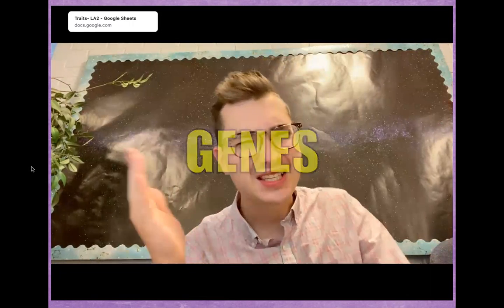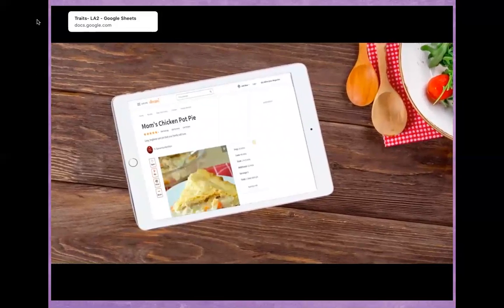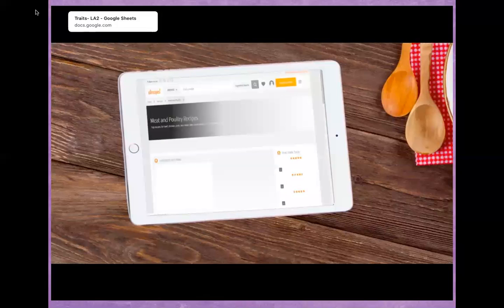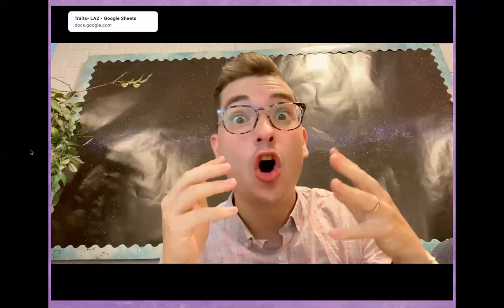So what exactly are genes? Well, you can think of genes kind of like the recipes in a cookbook. It tells your body exactly what it's going to look like. The only difference is a cookbook might have a few recipes in it, but your body is full of trillions of cells, and each cell has about 20,000 genes. That's a lot of recipes. All of those recipes decide what you look like.